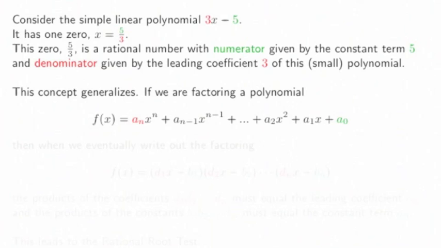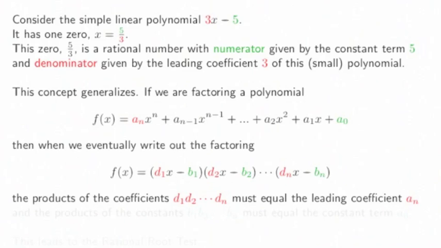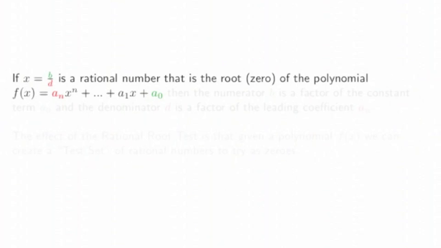This concept generalizes. If we're factoring a polynomial like this, where the leading coefficient is a sub n, and the constant term is a sub 0, then we can eventually write out a factoring of this form, where we have a product of linear factors. The product of the coefficients d1, d2 through dn must equal the leading coefficient a sub n, and the product of all the constants in these factors must equal the constant term a sub 0. So this tells us how to look for rational roots. This gives us the rational root test.